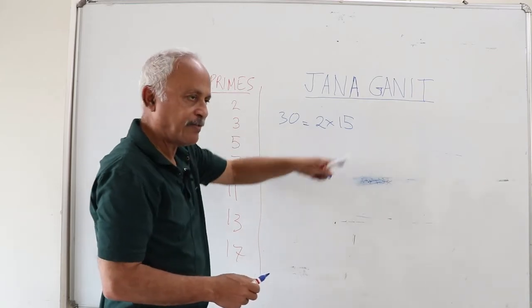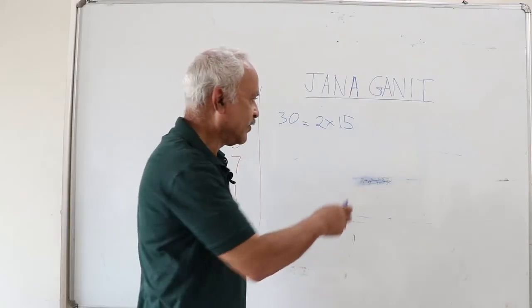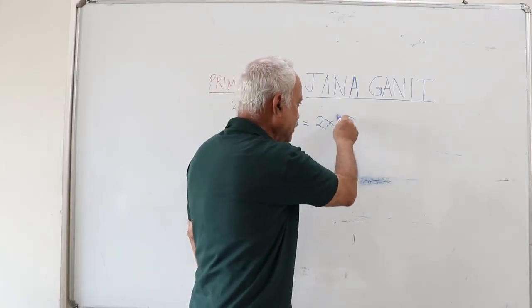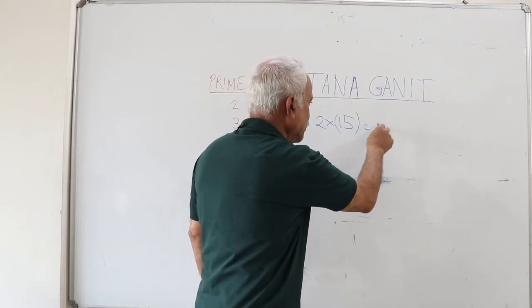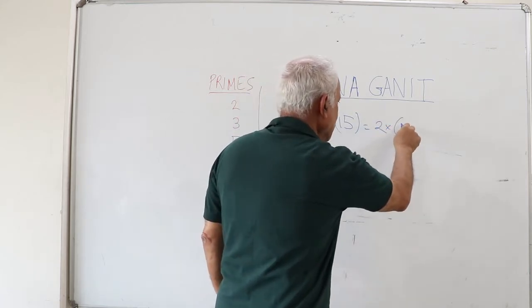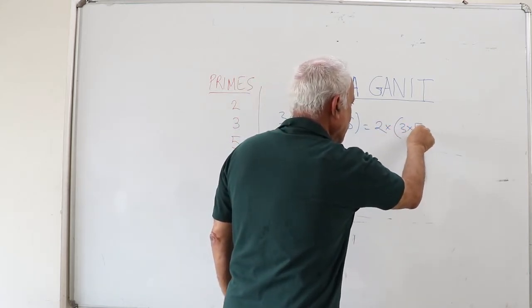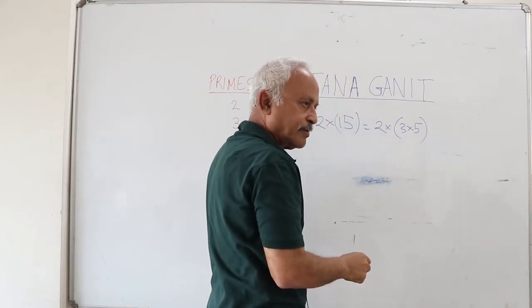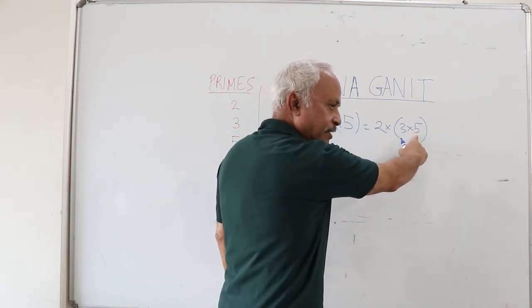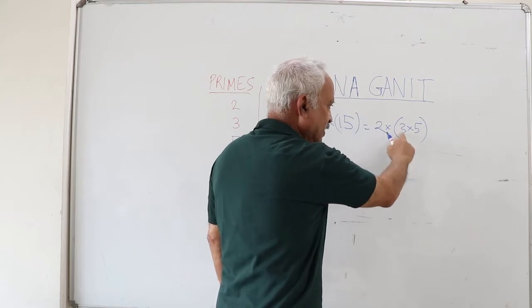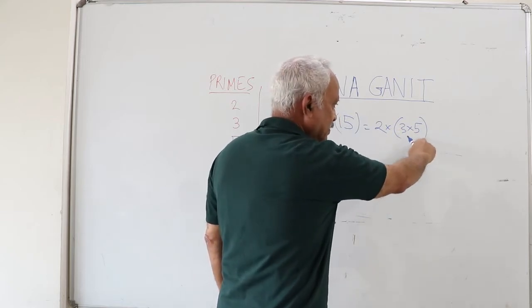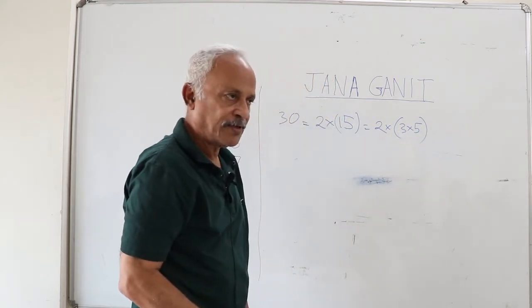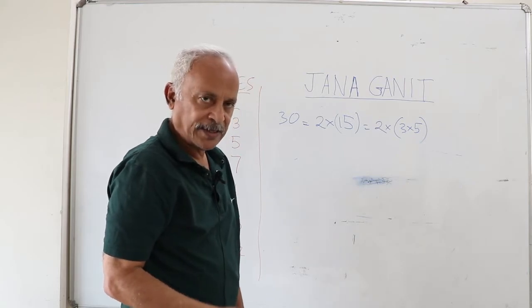So divide 15 by 3 on a calculator. What do you get? 5. So I can write 15 as 3 into 5. And 5 again is a prime number. So now everything is a prime number. So this is a prime factorization of 30. Let's do another example.